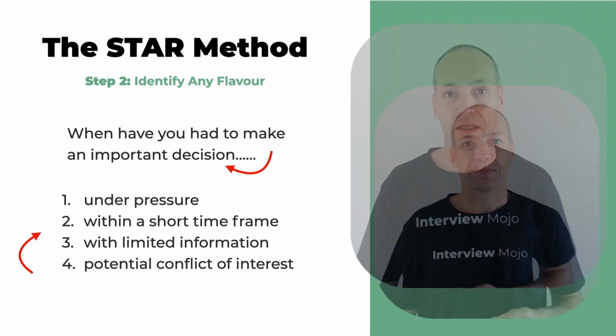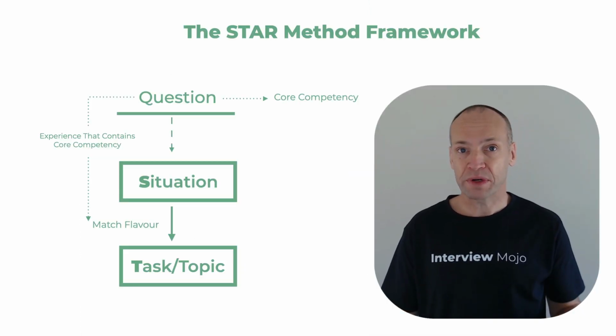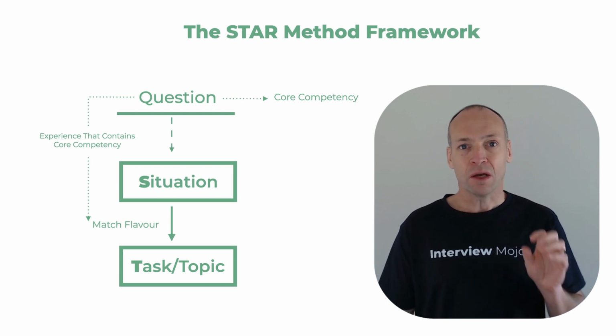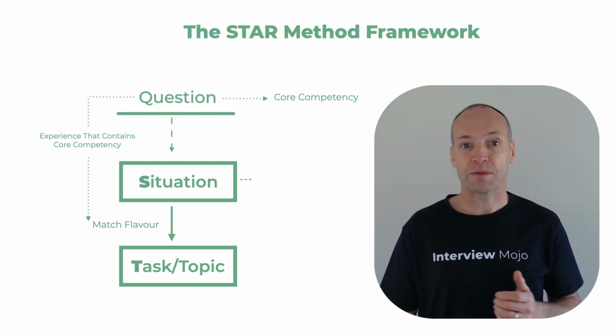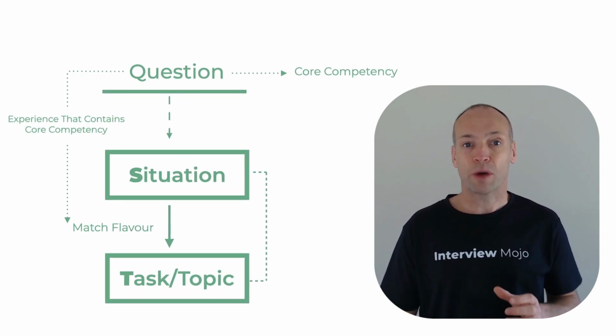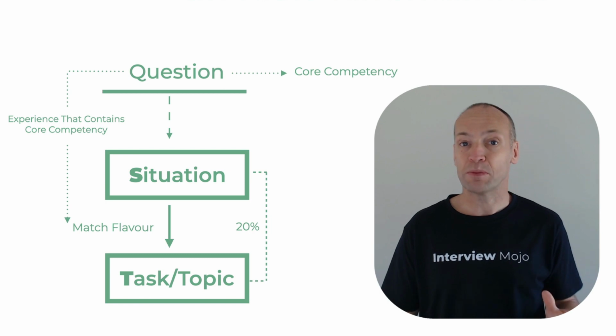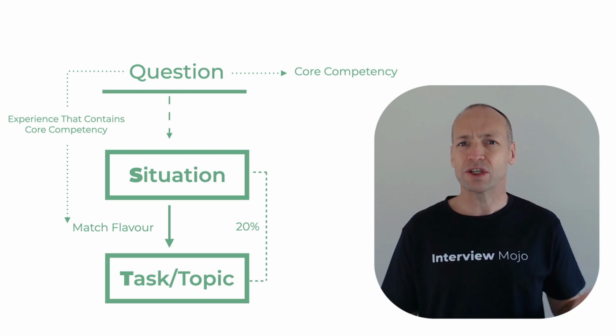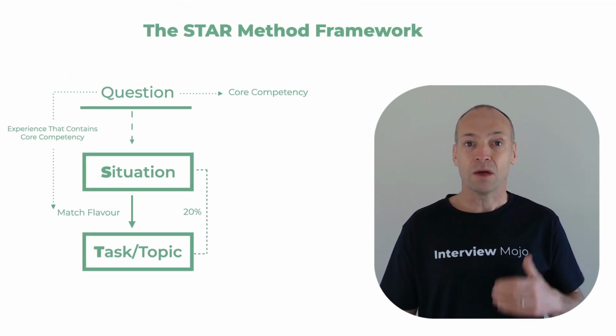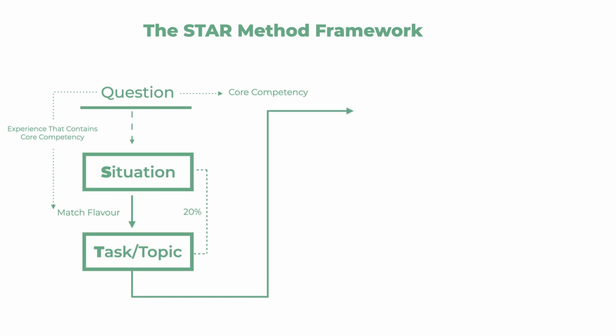Now, while we're focusing on the core competency and we're mindful of any flavour that we need to incorporate in our response, we need to be careful here at the beginning not to get bogged down on explaining the circumstances. The situation and the topic should only take up about 20% of your entire answer. So give the interviewer enough information so that they have some context, but we don't need to go into great detail just yet. We save that for the next step, which is when we start to explain the actions that we've taken in the particular situation that you're sharing.